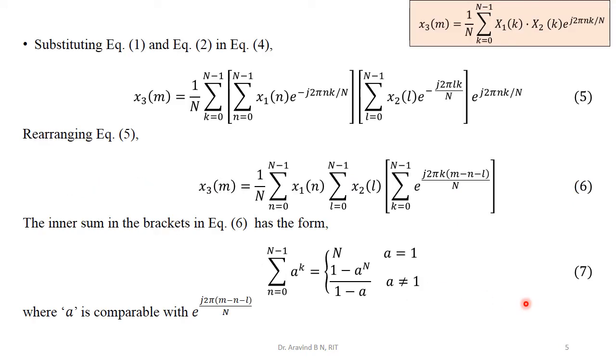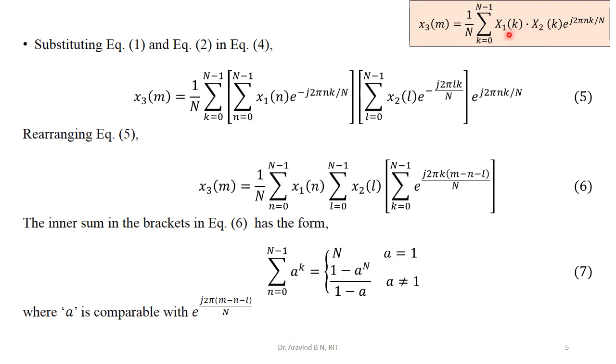Now substituting equation 1 and equation 2 in equation 4. So what is that equation 4? This is the equation 4 that I told you in the previous slide. So what are we substituting? We have the expression for the DFT X1 of k, and we have the expression for the DFT X2 of k.